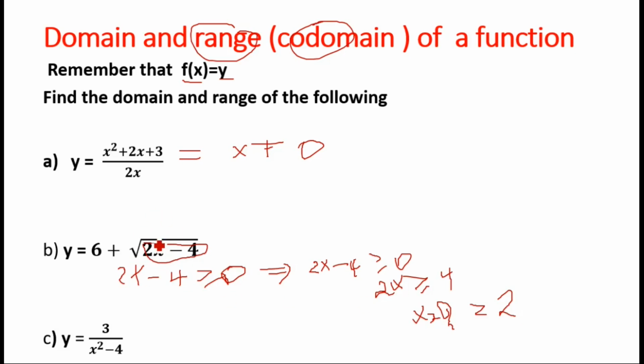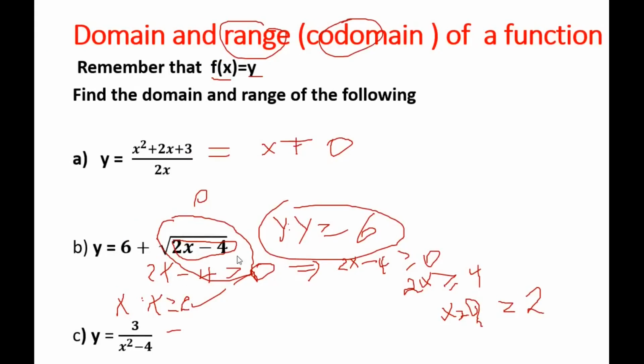So the domain here is x such that x is greater than or equal to 2. The square root expression is always greater than or equal to 0. So 6 plus any number greater than or equal to 0 is greater than or equal to 6. So the y value is always greater than or equal to 6. We can say that the range is y such that y is greater than or equal to 6.